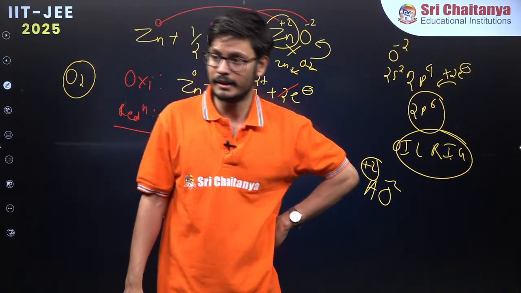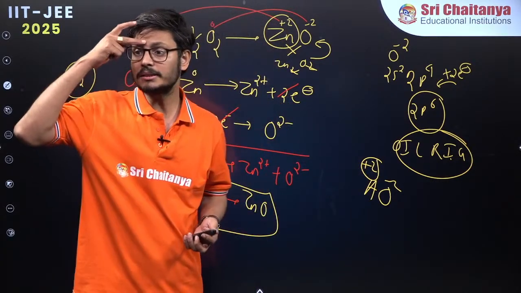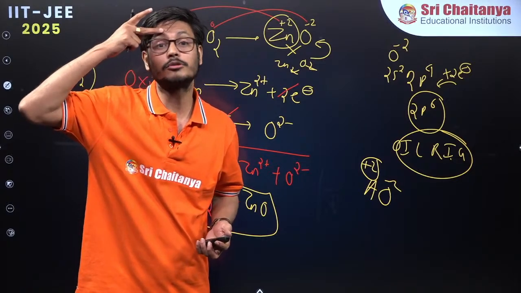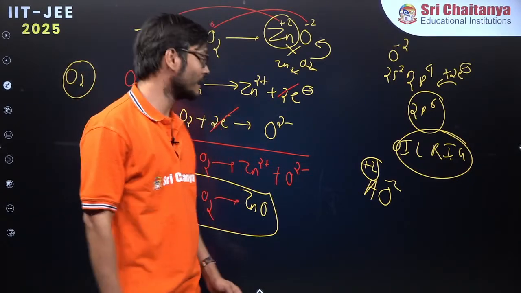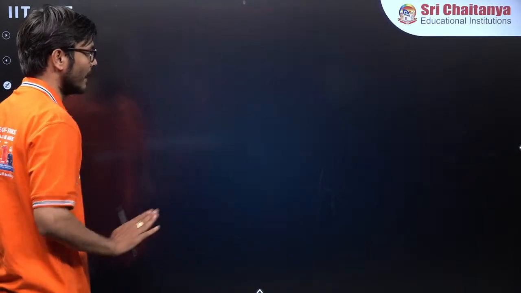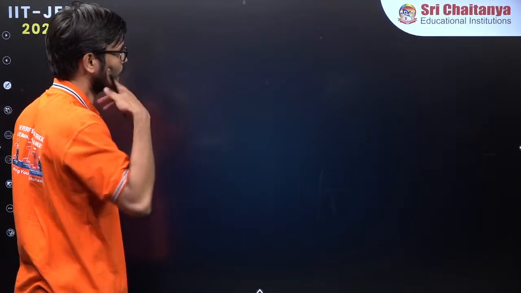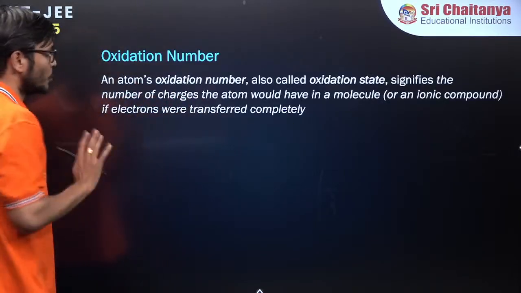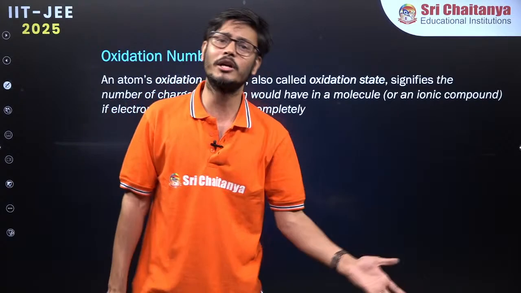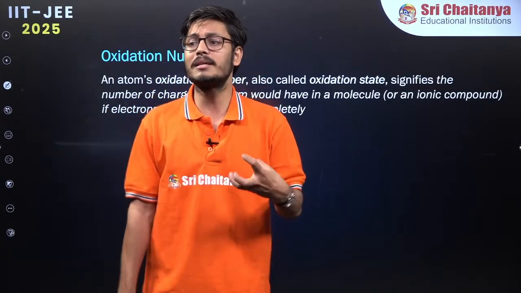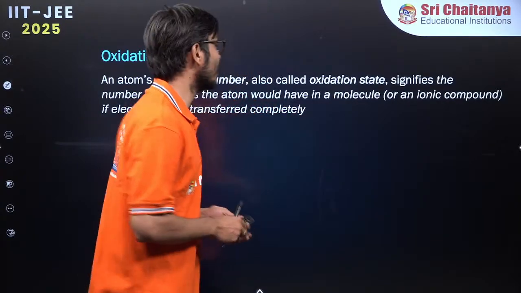Great. Okay. So oxidation means loss of electron and reduction means gain of electron. So this is the basic idea. I will come to the hydrogen also. Now to understand the redox reaction, to understand different types of redox reaction, we need to understand something which is called oxidation number.